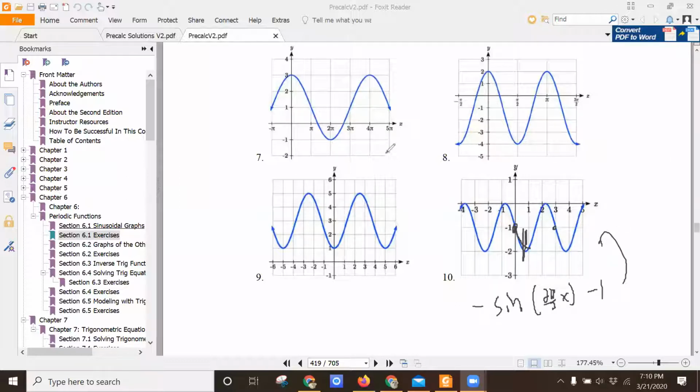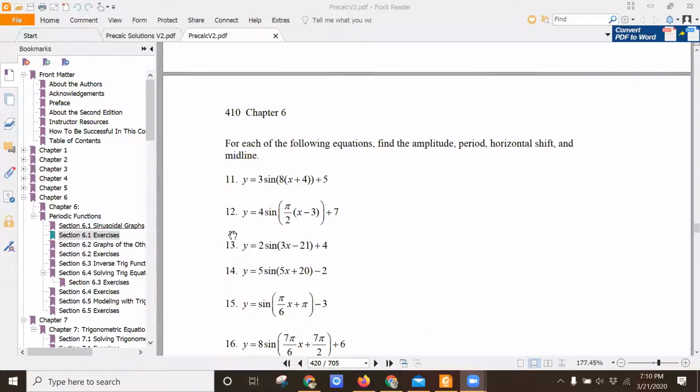Again, no phase shift, but I thought I wanted to do it for you. Let's come down here and look for some phase shifts.